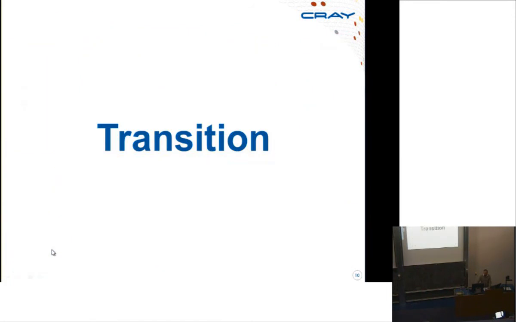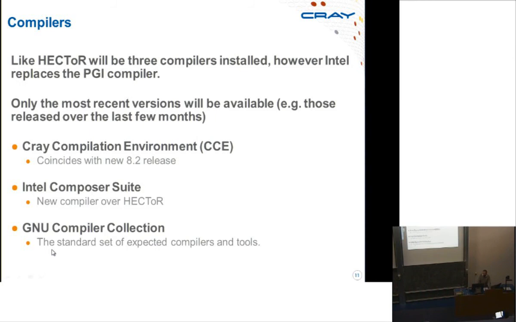So transition, what is going to change? Inevitably, because it's a brand new system with a brand new architecture, we're going to look at new ways of doing things. We're going to try and make improvements. We're going to have to change the way that users work slightly. So compilers. Just like HECToR, there'll be 3 major compilers installed, but rather than having the PGI compiler, that will now be replaced with the Intel compiler.